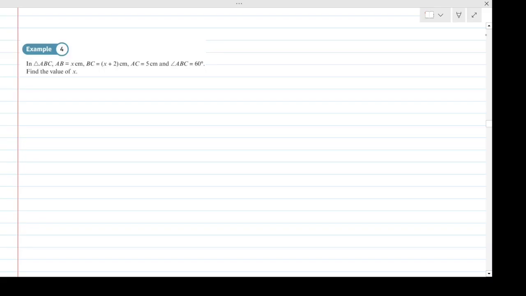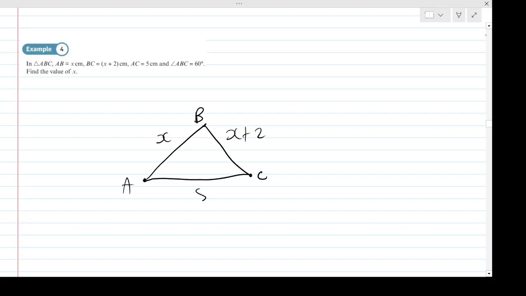So it's a bit of algebra thrown in, but it's talking about a triangle. Let's do a very rough idea of what the triangle looks like. So we have the point A, say this is the point B, and then that's the point C. We're told AB is x, BC is x plus 2, and AC is 5. We're also told angle ABC, so that means the angle at B, because B is in the middle, is 60. Then I need to find the value of x.